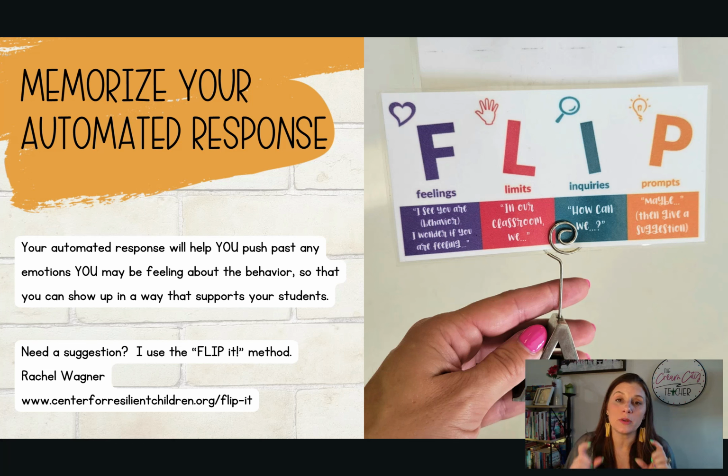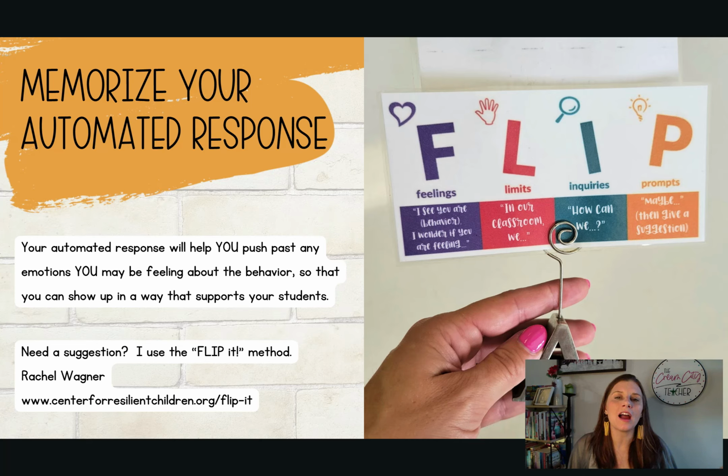In this photo, you can see a little visual that I literally keep at my teacher table as a visual reminder to help me remember the flip it strategy. Yes, I do have it memorized, but sometimes it's helpful just to go back and remember, okay, this is what I'm going to say. So the F stands for feelings. This is where you address the feelings that you think the child is displaying or having. For example, that can sound like this. I see that you are crossing your arms and you're stomping your foot.